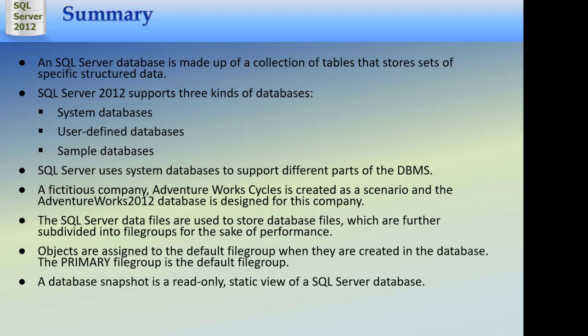A fictitious company, AdventureWorks Cycles, is created as a scenario, and the AdventureWorks 2012, in our case 2016 database, is designed for this company. The SQL Server data files are used to store database files, which are further subdivided into file groups for the sake of performance. Objects are assigned to the default file groups when they are created in the database. And the primary file group is the default file group. A database snapshot is a read-only static view of an SQL Server database.